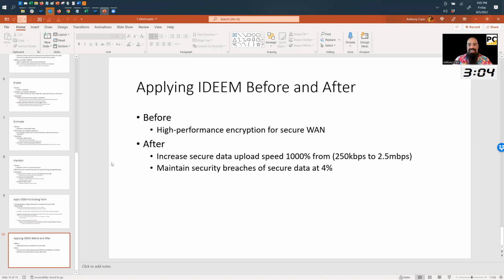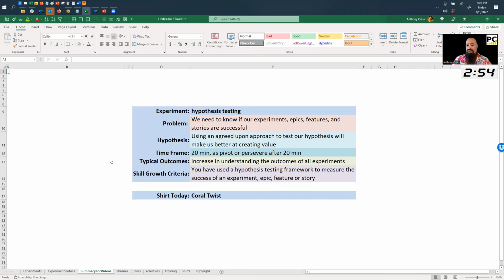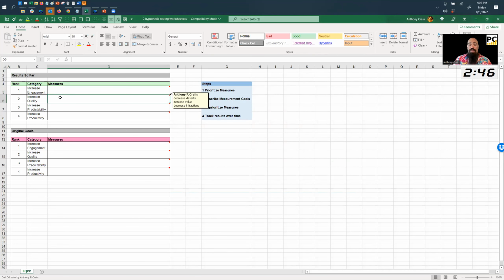Okay, the last thing I want to do is show you what else we have in here. There's a lot of other guides and stuff, but the things I'm most curious about showing you. One is this worksheet. So all you've got to do is put down your IDEEMs, and then you can put down what you think your targets are for those. And so down here are the original goals. In pink, we have the original goals. Up here in green, we have, okay, what actually happened? And then we can compare that.